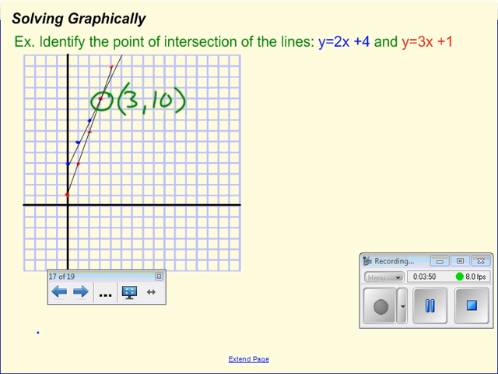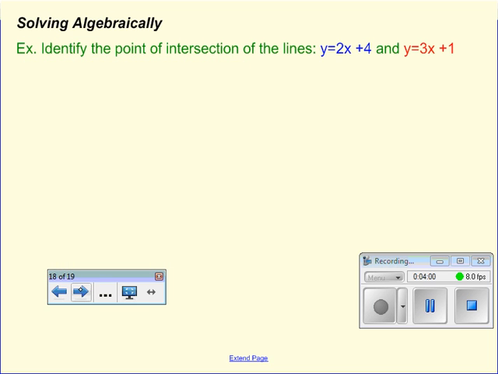So I solved this one graphically. I graphed both the lines, saw where they crossed over, and that was 3 and 10. Now my second method is algebraically, and I'm going to use the same exact two lines: y equals 2x plus 4 and y equals 3x plus 1. Algebraically, I notice two things. I have two equations, and I also have two unknowns. I also have y. Y is going to be the same for either equation.